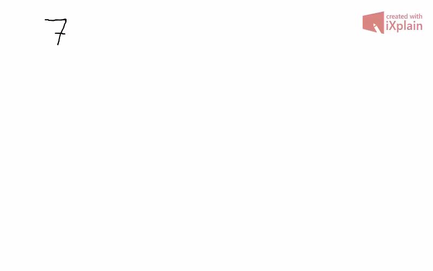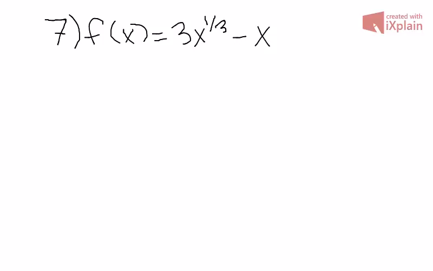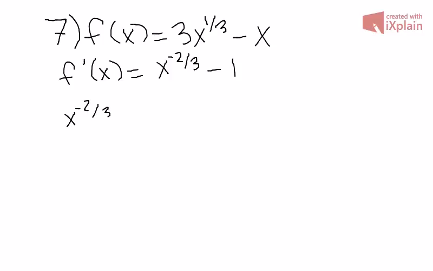Alright, so number 7 here. Just doing the exact same thing. We're going to take the derivative. Once we take the derivative, we'll set it equal to 0. So I've taken the derivative. Once you multiply by 1/3, that 3 goes away out in front, and you have to subtract 1, so you get -2/3. Okay.